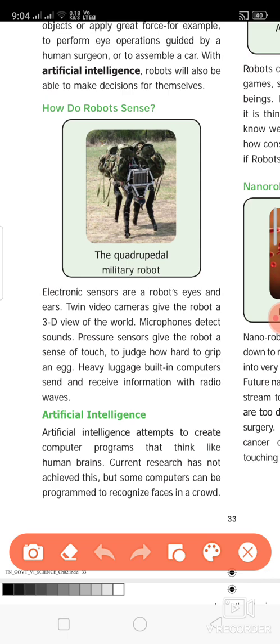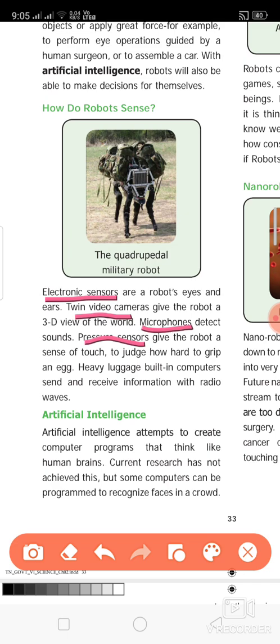But what happens nowadays, you must know: the electronic sensors are robots' eyes and ears. So to see and to hear, the robots use electronic sensors. Twin video cameras give the robot 3D views. Microphones detect sound. Pressure sensors give the robot a sense of touch. So pressure sensors are there.